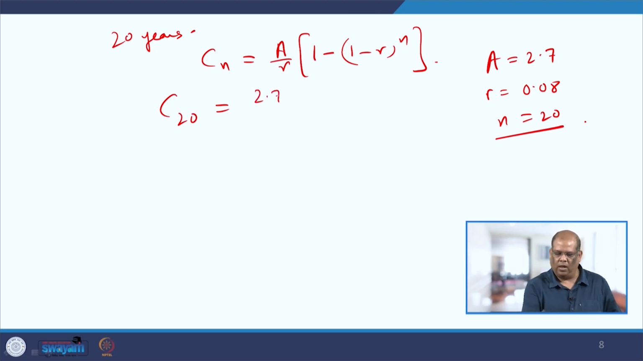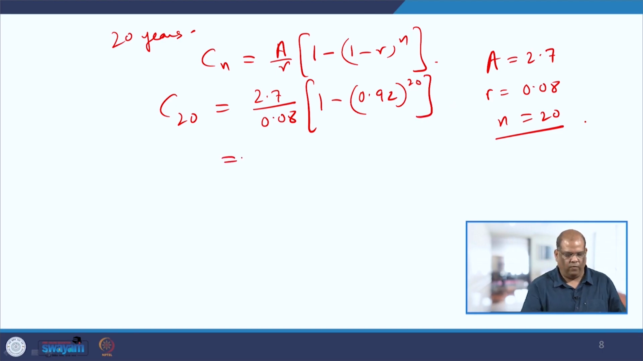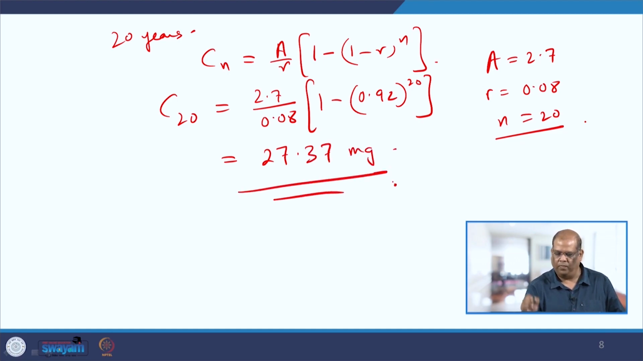So you just plug in these values and you get 1 minus 0.92 to the power 20. And if you simplify, you will be approximately getting 27.37 mg of cadmium.